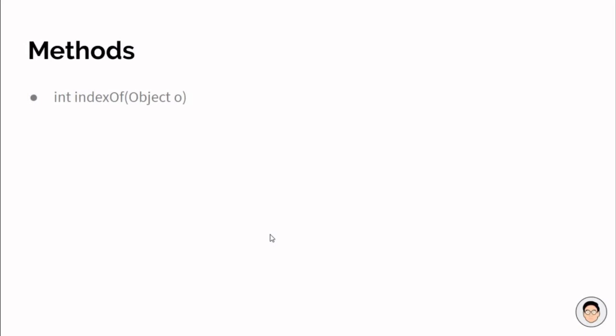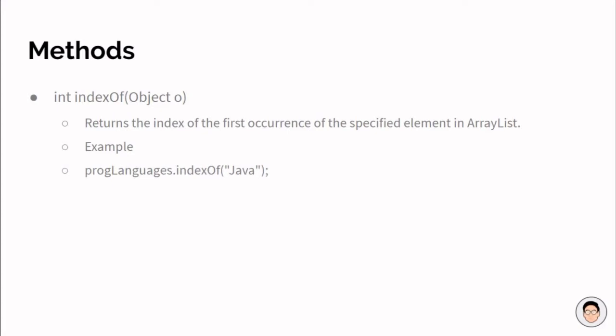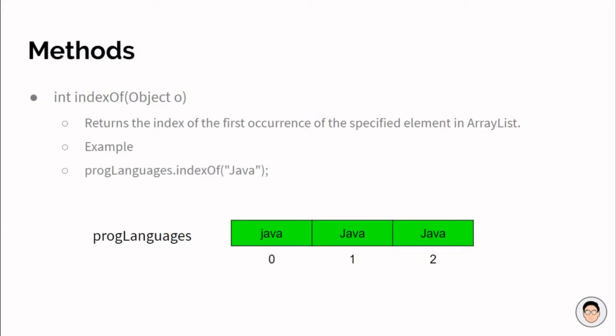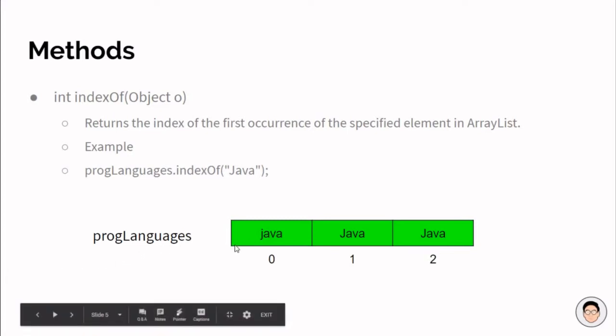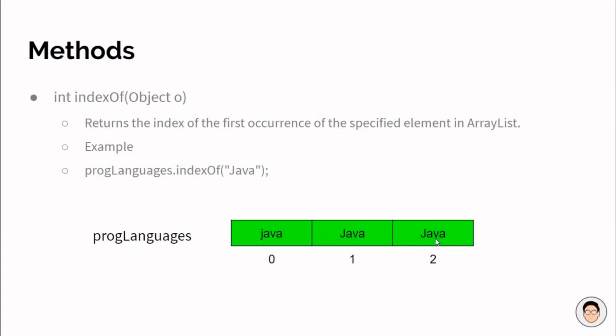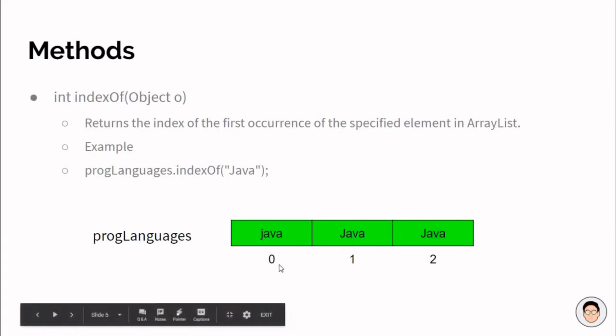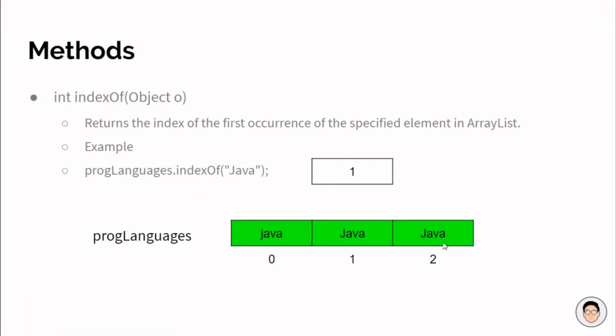Next method, integer indexOf(Object o), returns the index of the first occurrence of the specified element in the ArrayList. For example, programmingLanguages.indexOf("Java") with capital J. Before this statement gets executed, programmingLanguages has 3 elements, java with small j, Java with capital J, and Java with capital J again, at position 0, 1 and 2 respectively. Whenever this statement gets executed, it will return 1, not 0, because this search is case sensitive.